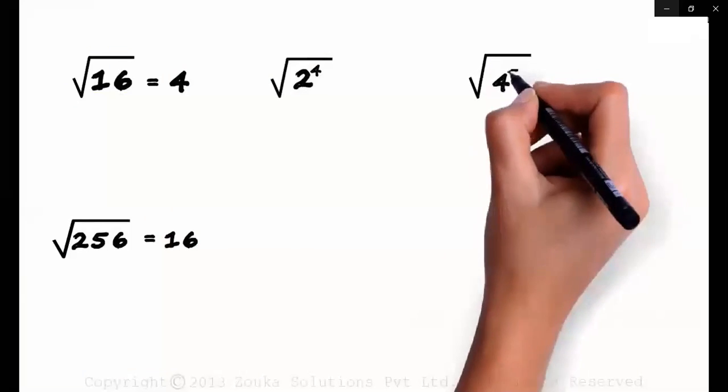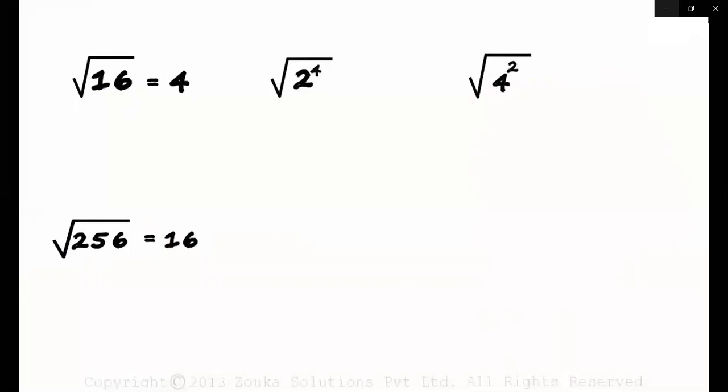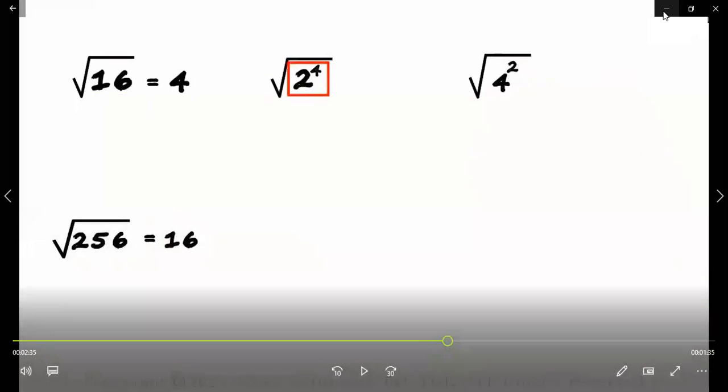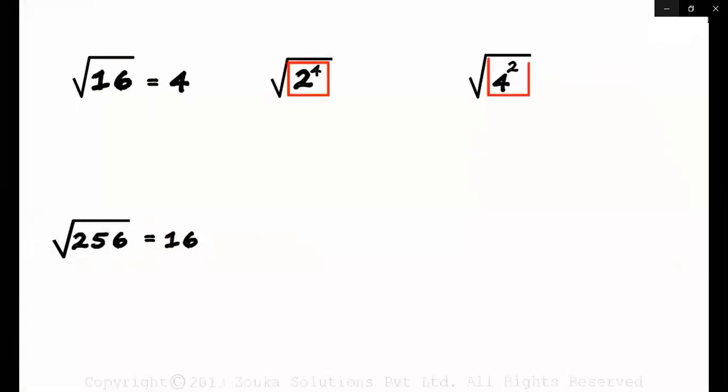So in this way, similarly, we can write the square root of 4 raised to the power 2. So the square root of 16 we can write in two different ways. For example, the same square root of 16 we can represent as the square root of 2 to the power 4, or we can represent it as the square root of 4 raised to the power 2, okay.